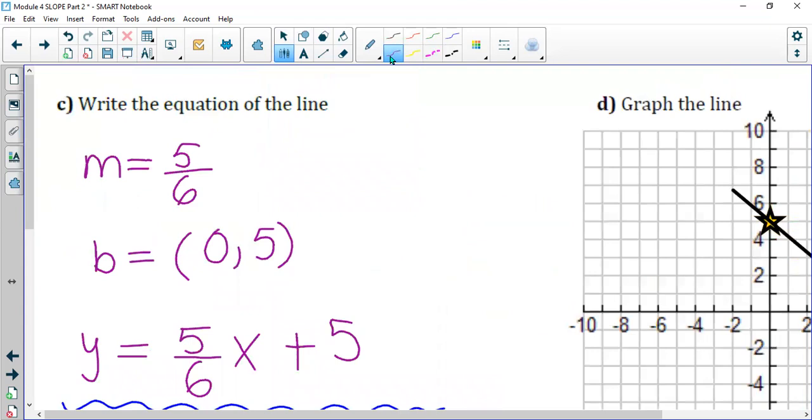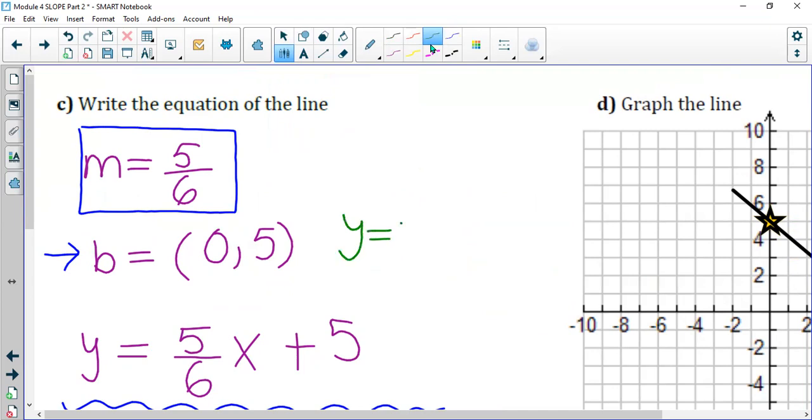Now, in order to write the equation of the line, all we need is, we figured out the slope is equal to 5 over 6. I already solved for my y-intercept. So my equation of the line is in the form y is equal to mx plus b, where I just have to substitute my slope and my y-intercept in order to write out the equation of the line.